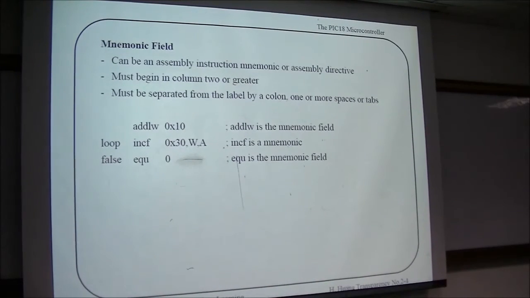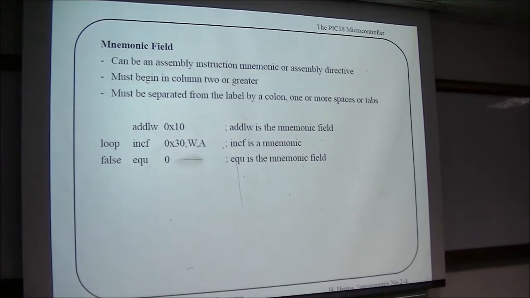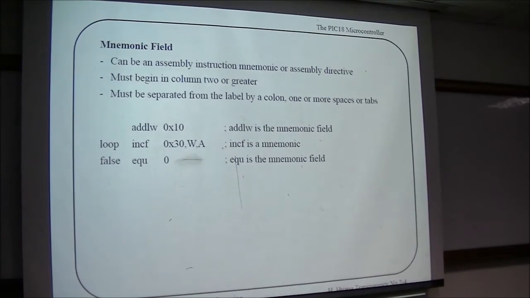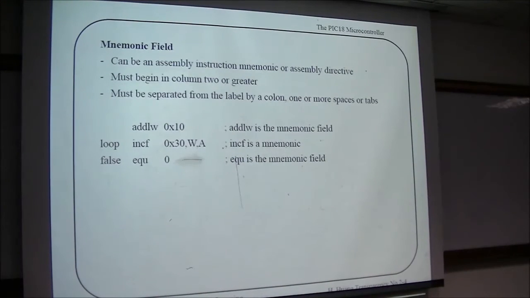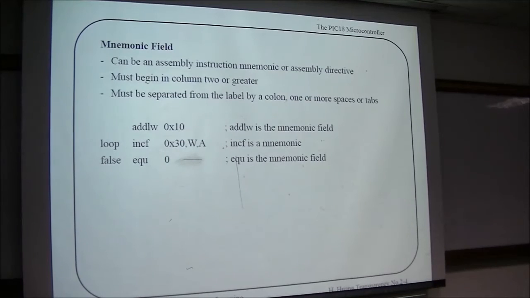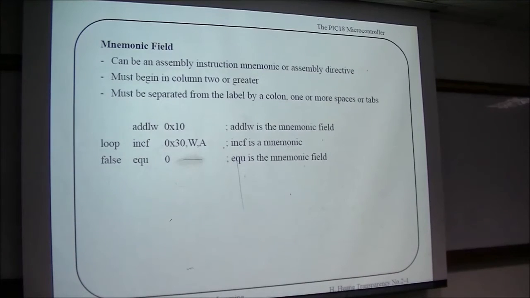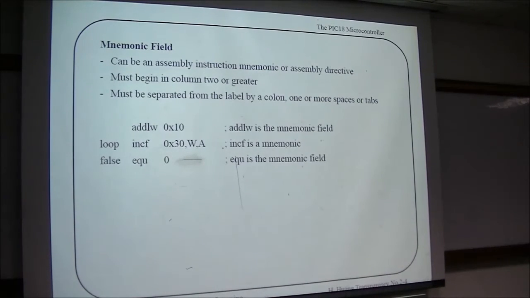So it must begin in column 2 or greater. That means how does the compiler know that it is in column 2? Minimum one space from the most left margin. So as long as you put a space, it won't consider that as a label. It will consider that as a mnemonic. And it must be separated from the label by a colon, one or more spaces or tabs. So I have already shown that before. Any question on that?